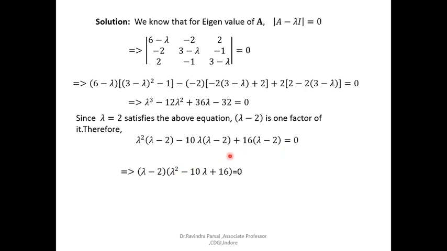So now the next step is, by taking the common factor, you get the remaining factor as a quadratic equation. Then you find the roots of this quadratic equation by using the factorization method. Your factors are lambda minus 2, lambda minus 2 and lambda minus 8. So the eigenvalues are 2, 2, 8.